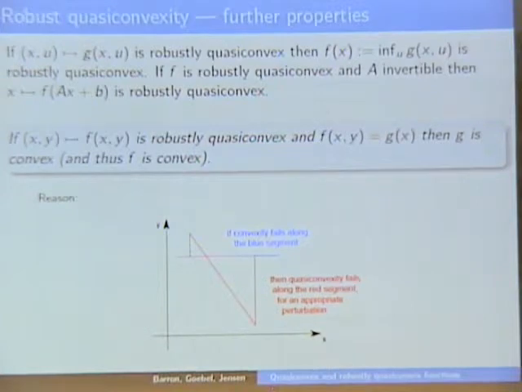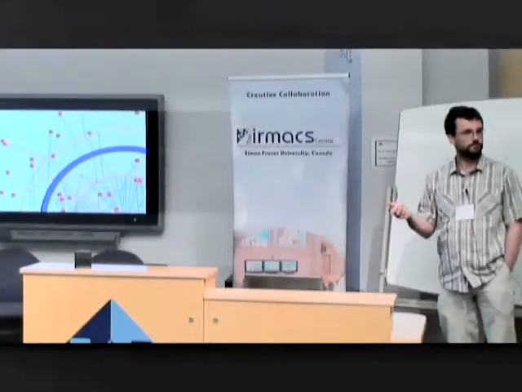And to see that you can't do really much better, I can tell you another property. If you have a function that's robustly quasi-convex as a function of two variables, x and y, but it really depends on x only, but again, x and y can be of arbitrary dimension, as long as it's finite. Actually, it doesn't matter if it's finite, but anyway. If you have such a function, and it depends on one variable only, it actually has to be convex in the first place.